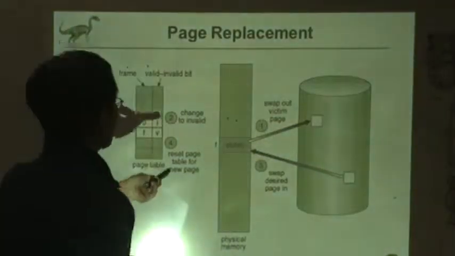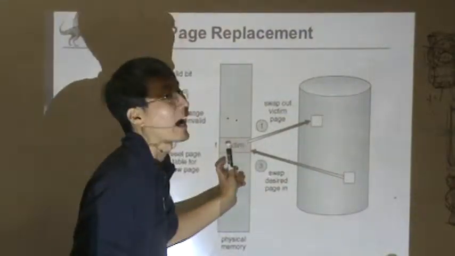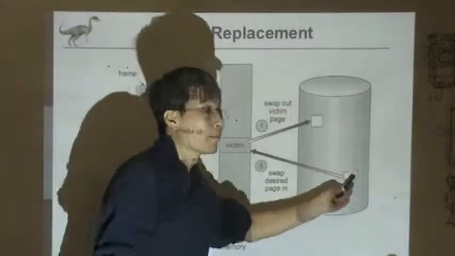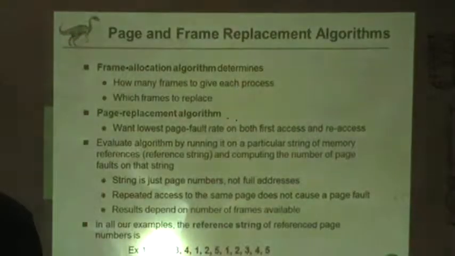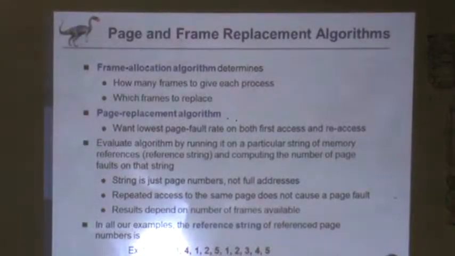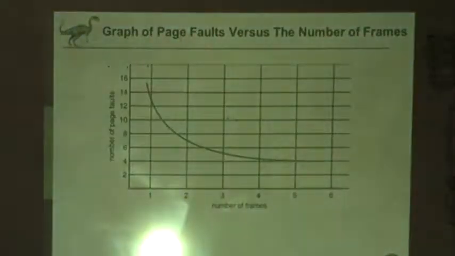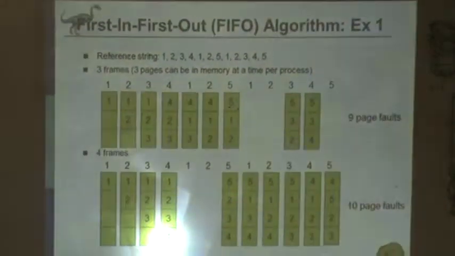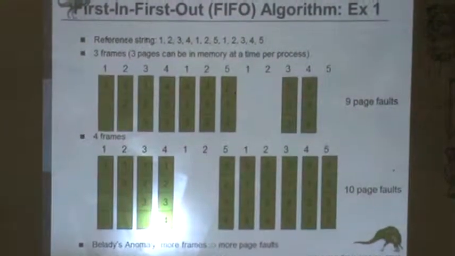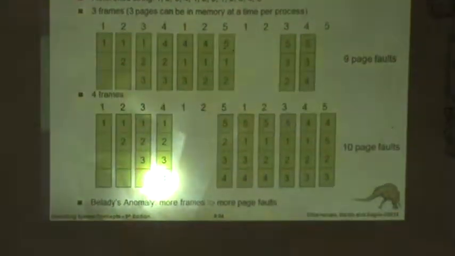Once we design such a victim page, we page out one page and bring another page in. So that is page replacement. There are different approaches to decide that. Let's see what we have first. First in, first out, which means the oldest one will be the victim page, then replace.